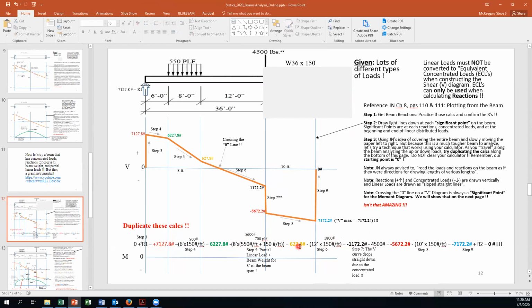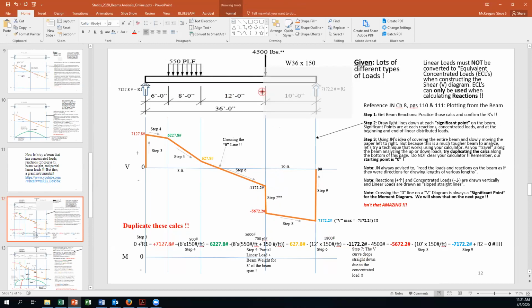So 627.8 minus that 1,800 gives me negative 1172.2. Again, you're analyzing it along 12 feet of the span. 12 feet at 150 pounds per foot drops 1,800 pounds total at a straight slope line from the previous shear value, giving you 1172.2 negative.